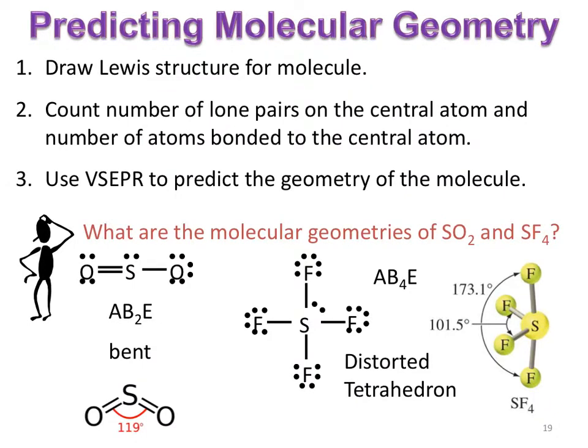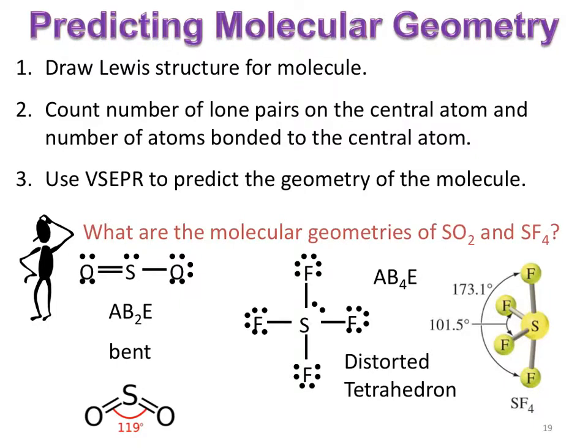So, how do we predict molecular geometry? Step 1 is to draw a Lewis structure. Step 2 is to count the number of lone pairs on the central atom and the number of bonded atoms on the central atom, and then use our VSEPR geometry to predict the geometry of the molecule.